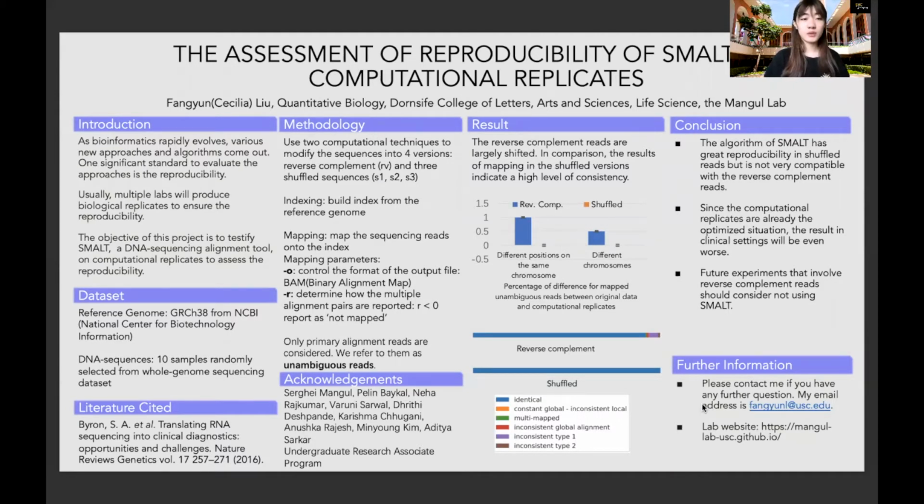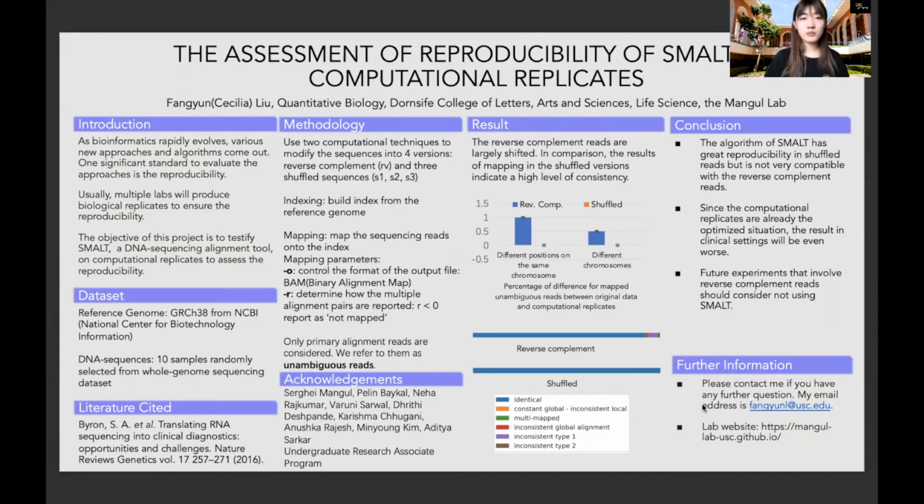Therefore, in this project, we use computational replicates instead to assess reproducibility on SMALT, which is a DNA sequencing alignment tool. DNA sequencing alignment means finding the original location where the DNA reads originated from on the reference genome.